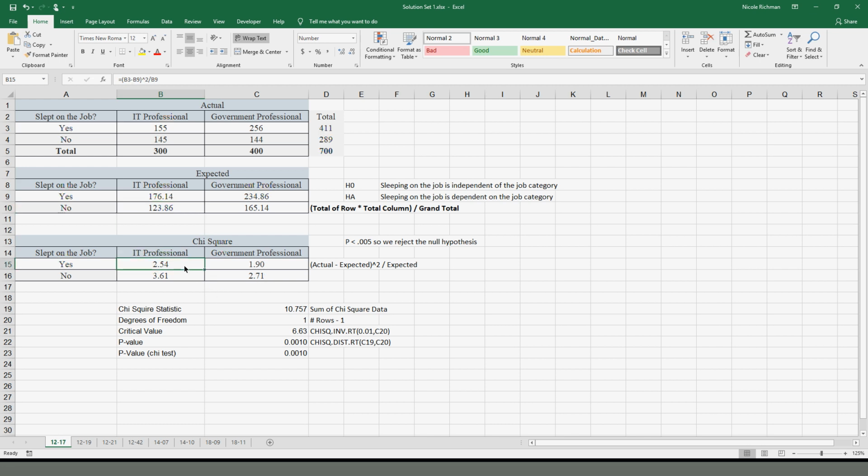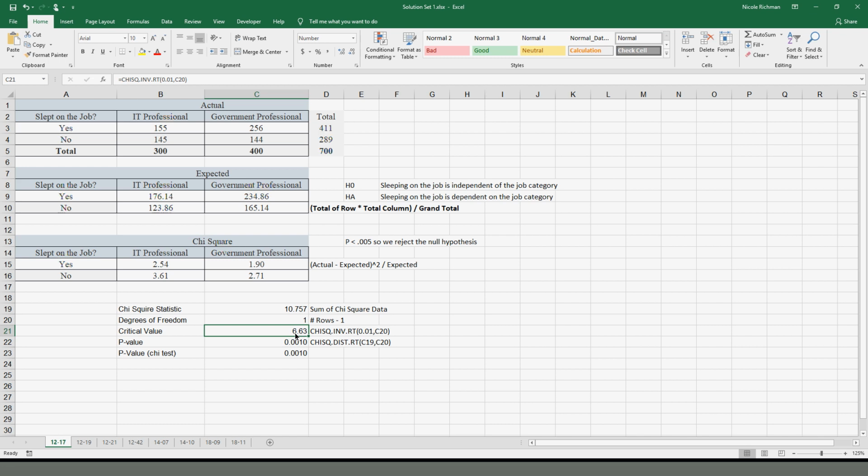Then we'll take a look at our chi-square. And the chi-square formula is our actual minus our expected to the power of 2 divided by our expected. So we can enter that into Excel as our actual minus our expected to the power of 2 divided by our expected. And that gives us the ability to calculate our chi-square statistic, which is just the sum of all of our chi-square data. So we just equal sum and then parentheses, and we're going to highlight all 4 boxes and end our parentheses. Our degrees of freedom is equal to our number of rows minus 1. So in this case, we have 2 rows, so we subtract 1, and our degrees of freedom is 1.